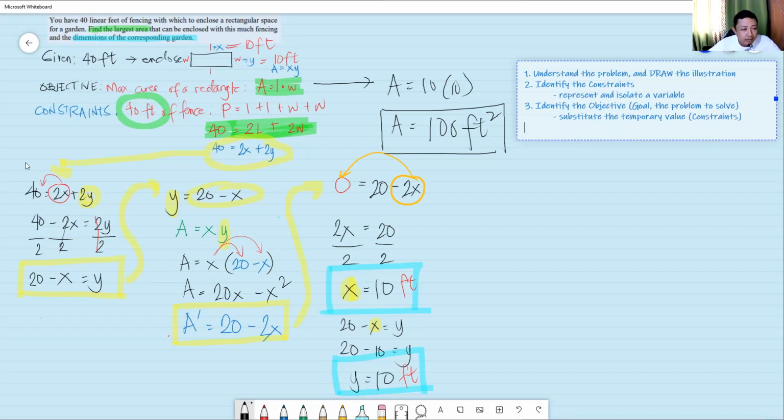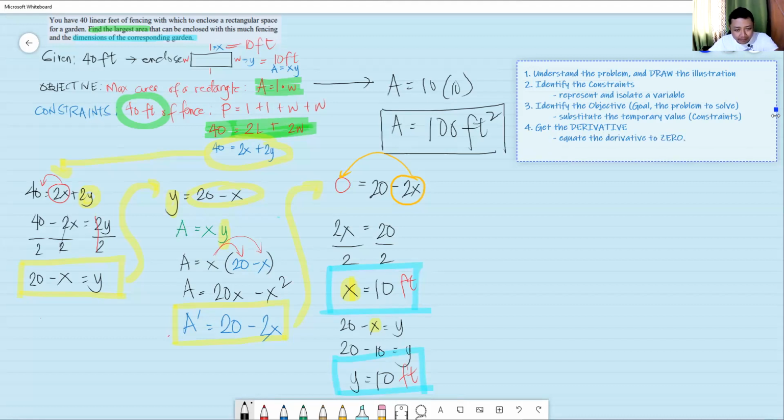Okay, nandito na tayo. So, sinubstitute. Nandito na pala tayo. In-isolate, sinubstitute. Okay? And then, fourth step, get the derivative. Okay? And after getting the derivative, don't forget to change the prime, equate the derivative to 0 na lang para mas madali. Equate the derivative to 0.